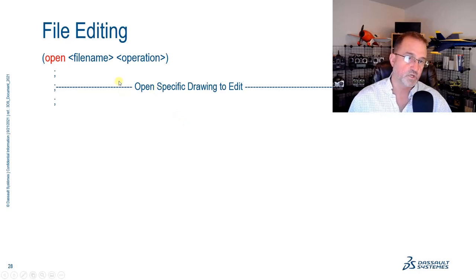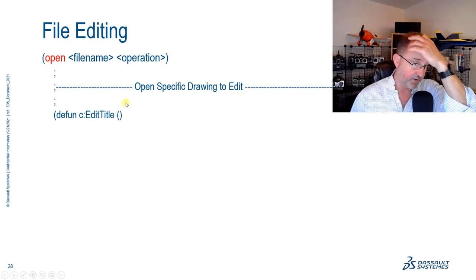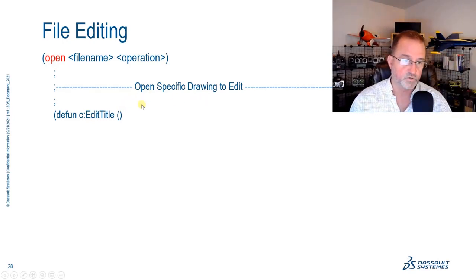So let's talk about maybe another example. Let's say I want to create a function that creates a script file and then runs that script file. So in this case, let's create a command that actually will create or write a script file. So how do we do that? I'm going to define a function or a command. In this case, I'm going to call it edit title.